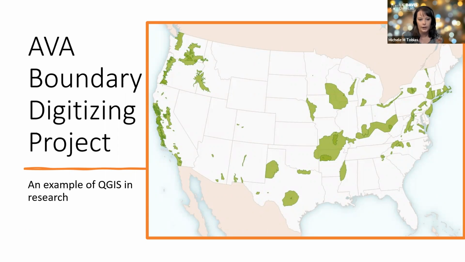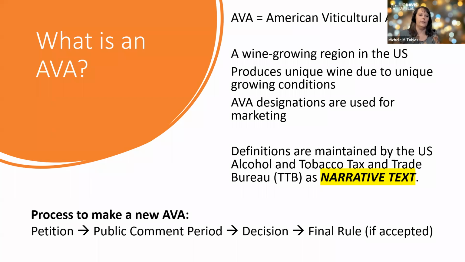And it's an ongoing project, and we use QGIS at the heart of this, and I think it's a really good example of research collaboration and collaborative data creation. So, okay, I've said the phrase AVA a couple times. Now I'm going to tell you what it means.